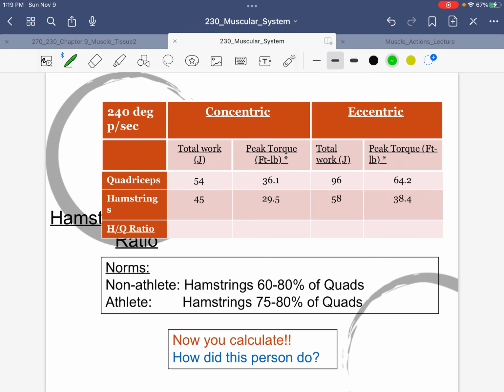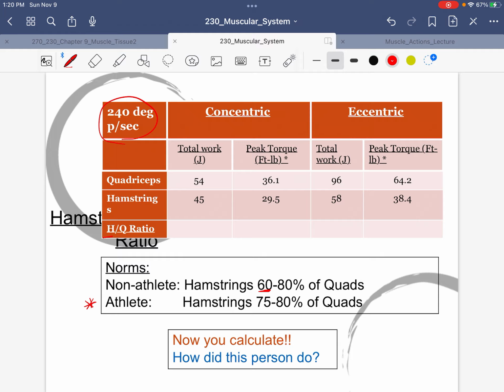So one of the things we can do is look at the hamstring to quad ratio. We'll get to this in class. You can do it if you want, though. We can actually measure the strength to each other. This is the same data that we just got. It was a fast speed, 240 degrees per second. For an athlete, this is where we would expect it to be. We want the hamstrings to be 75 to 80% of the quads. For a non-athlete, it could be a little bit lower.